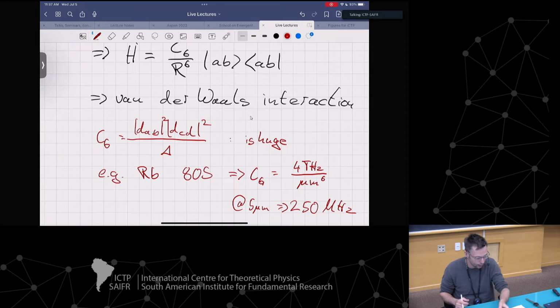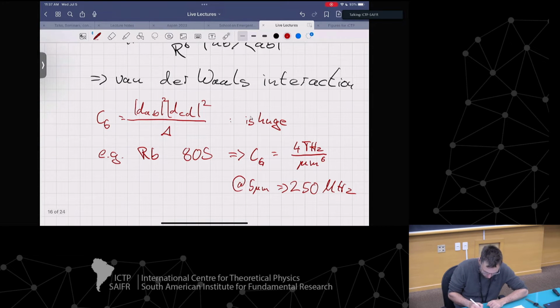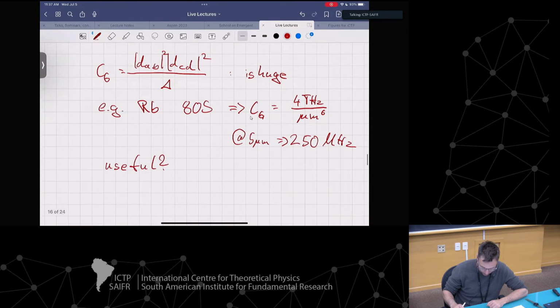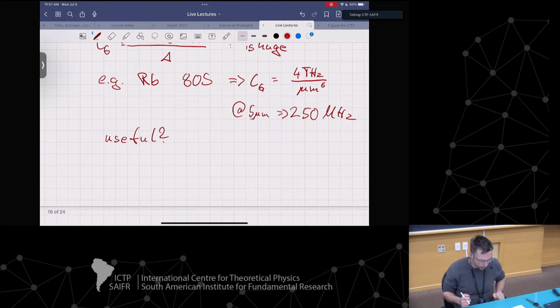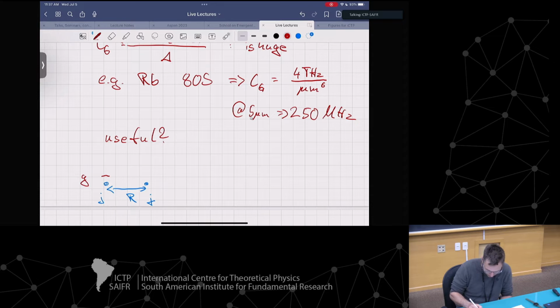So let's ask, are these energy shifts useful? Before we go to many atoms, let's just go to 2 atoms. Let's think of these 2 atoms here, I and J, and they have some distance R between them. We are now coupling both atoms from the ground state, some 5s state that you initialized, to the Rydberg state. And this Rydberg state maybe could be the ATS state. We're coupling both of them to the same Rydberg state.